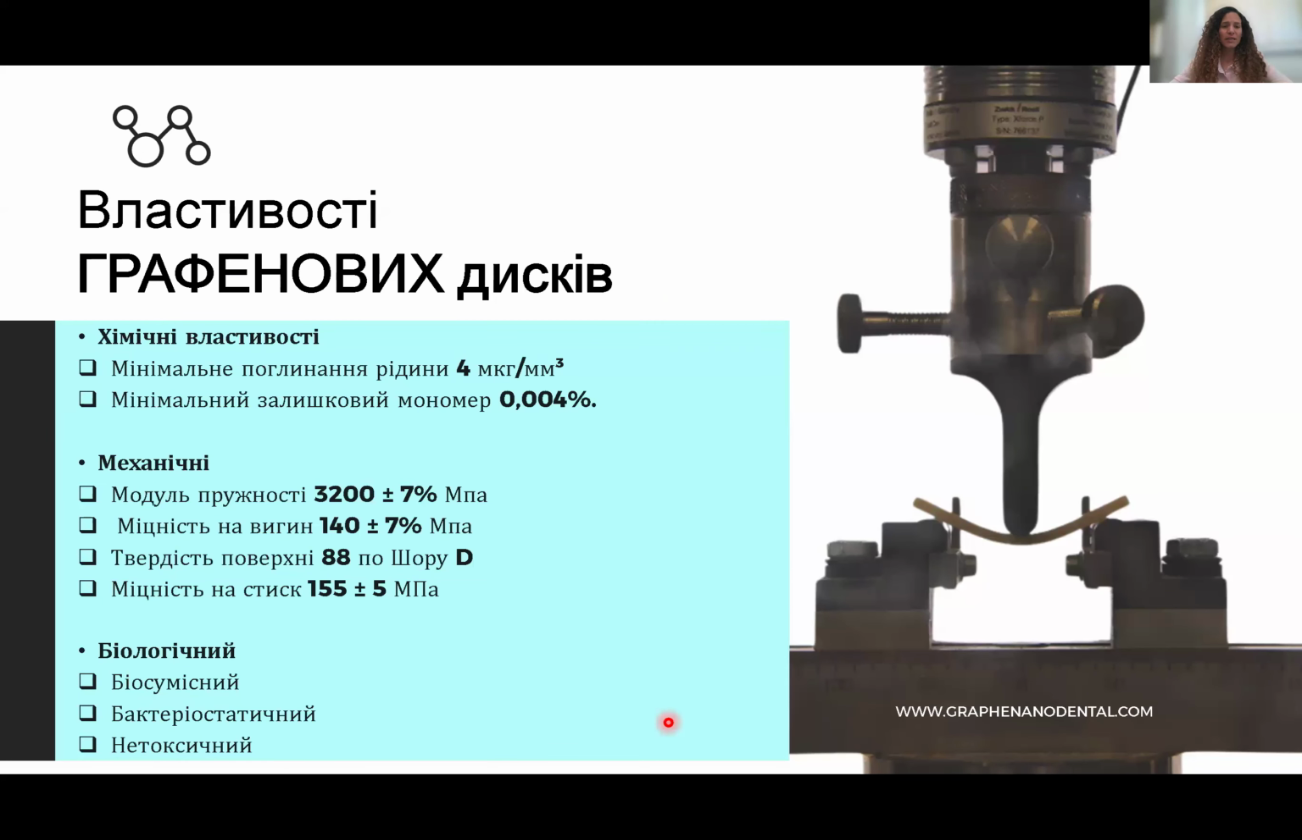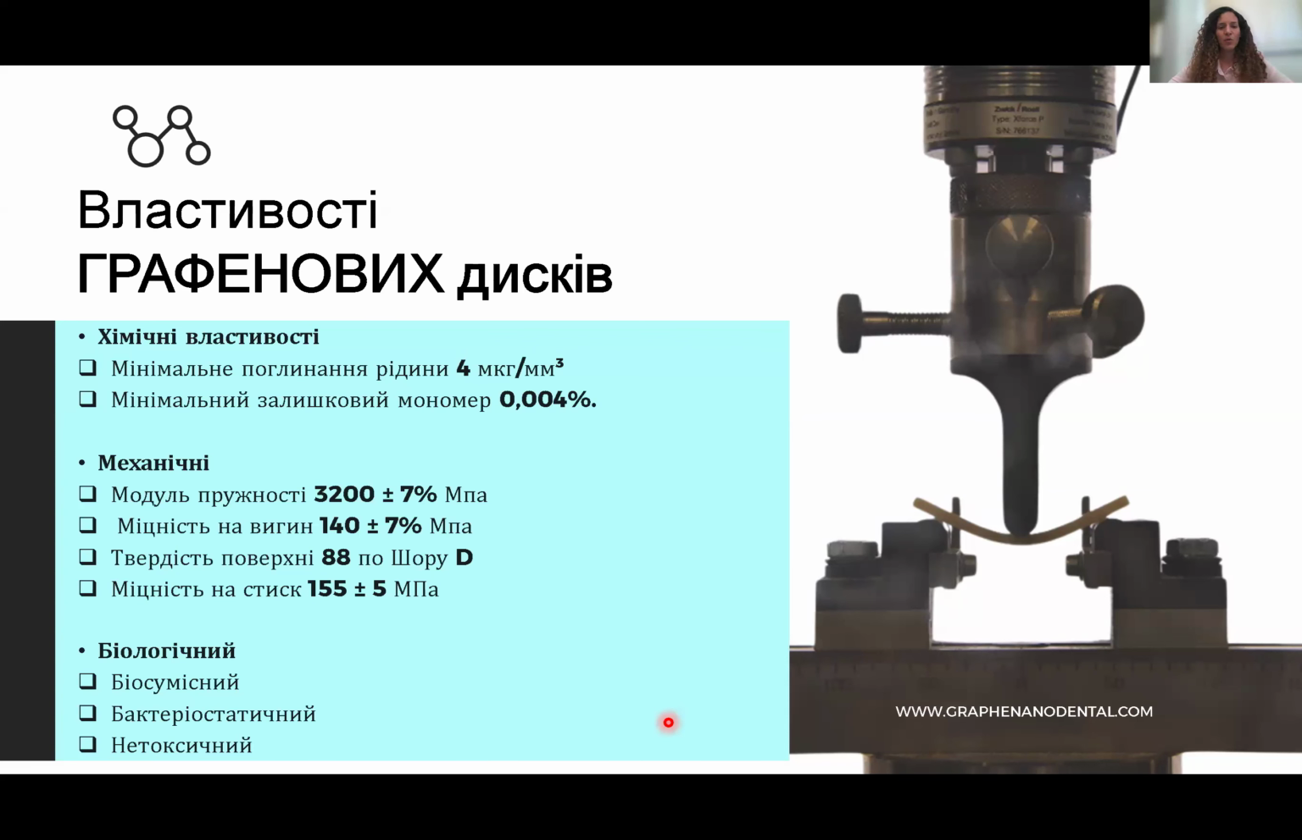So we are going to provide a new material for our patients. About the properties and parameters of GCAM, the graphene material, we reduce the liquid absorption to up to 4 milligrams per cubic millimeter. This is a minimum, and it is very important because it gives us the longevity of the material. If the material doesn't absorb liquid, it will last longer in the mouth. It is not going to change color, and it's going to be more resistant.